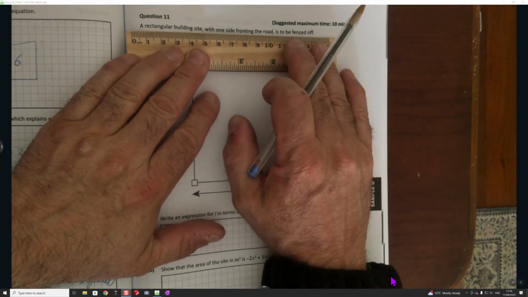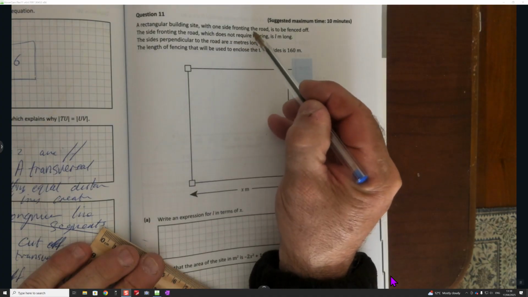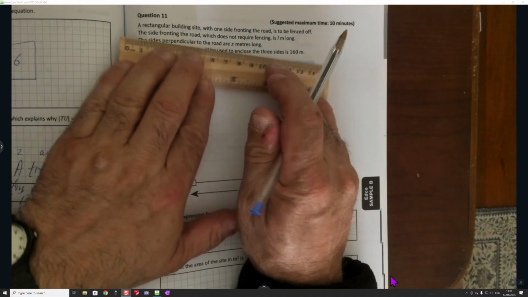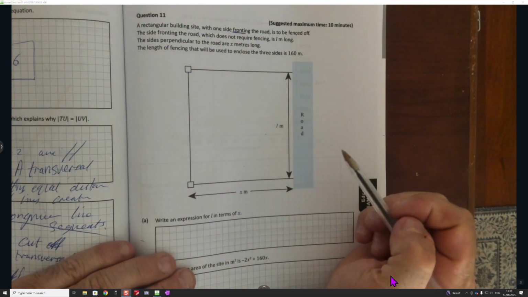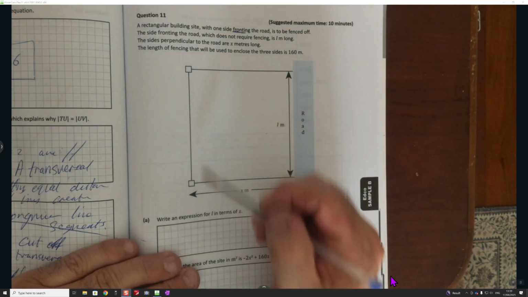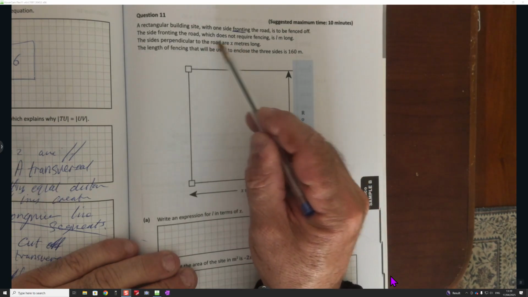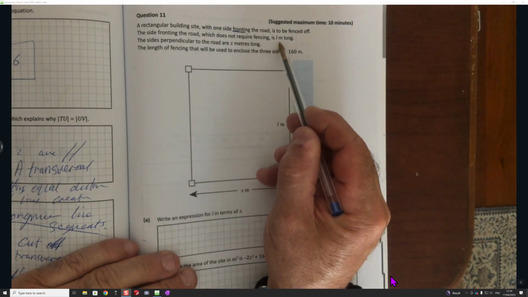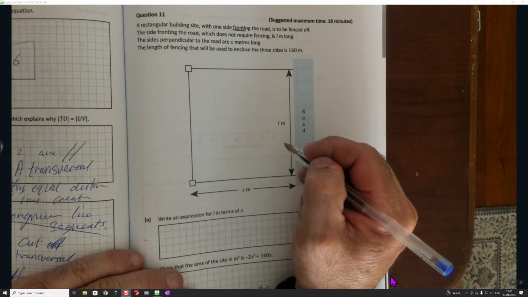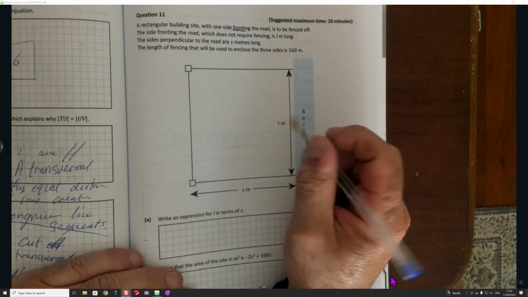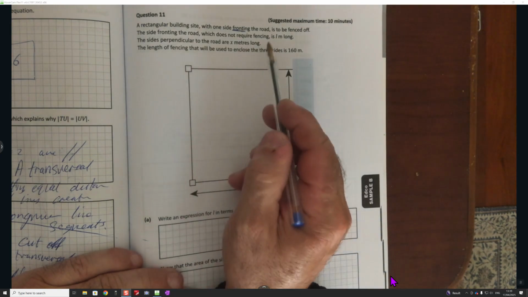A rectangular building site. So it's in the shape of a rectangle with one side fronting the road. There's an interesting word: is to be fenced off. Okay, so the building site is to be fenced off. The side fronting the road which does not require fencing is L meters long. Okay, very good. Wonder why it wouldn't. You would expect it needs fencing more than anything, but anyway. We'll go with what we're being told.